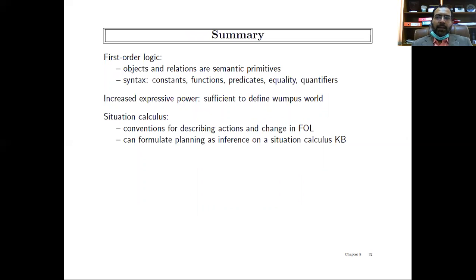Now, the summary is that first order logic is different from propositional logic. In first order logic, we have more expressions. We can define the objects, the functions, the predicates, the quantifiers, equality, constants and everything. We have more expressive power than the propositional form of logic. Then we have seen the Wumpus world problem represented in the form of FOL in this chapter. And in the last, we talked about the situation calculus, which is about FOL.